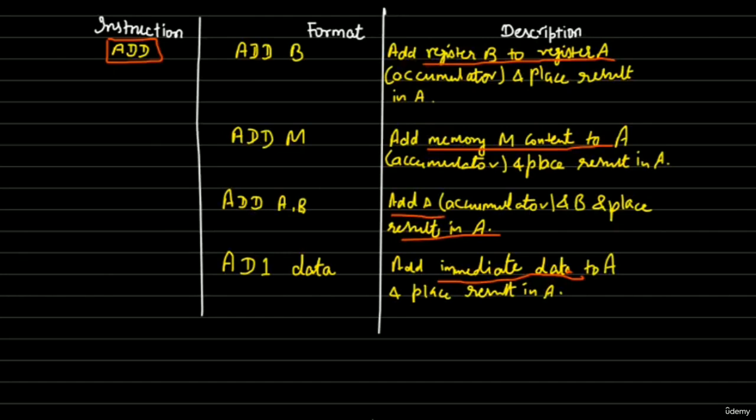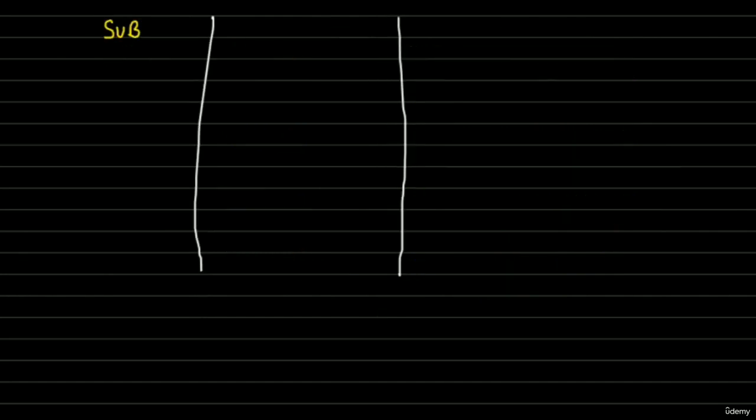Okay. So in subtraction we have SUB B, subtract B. Then we are going to have SUBM for the memory, SUB A comma B, and then we have SBI data.